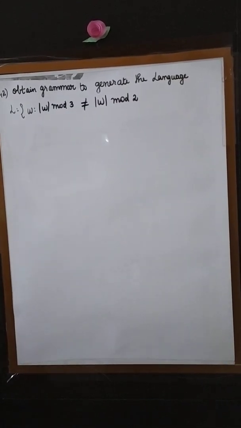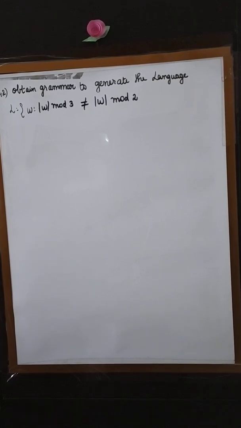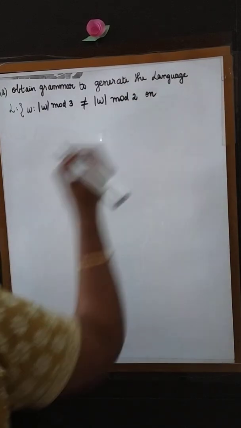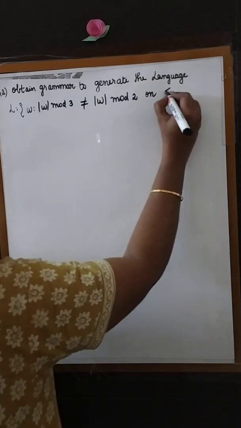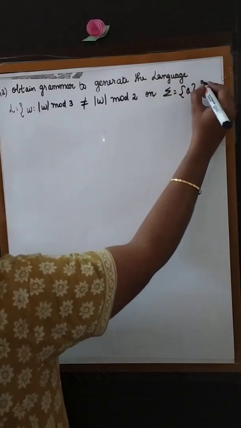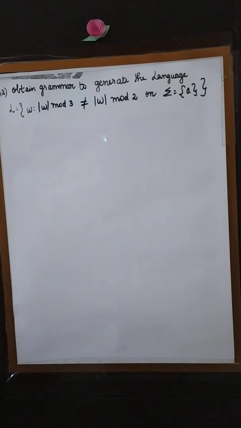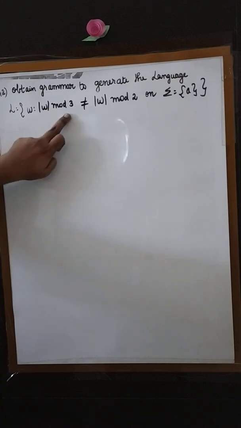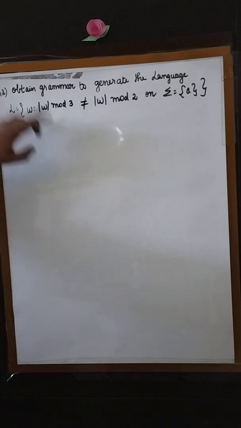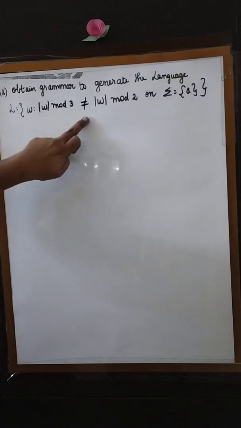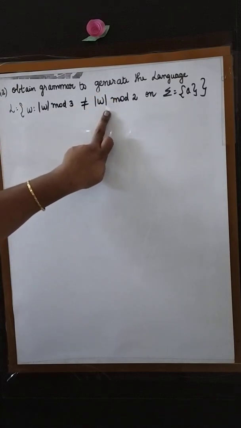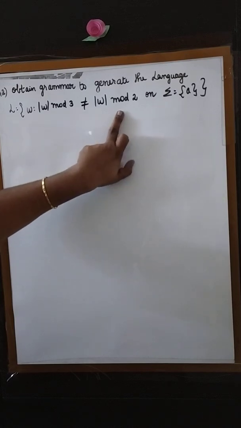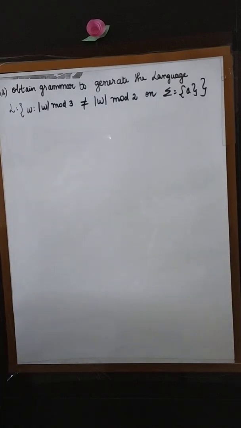So in the 42nd question, they have asked you to obtain a grammar for the following language. For the following language, we have sigma equal to a alone. We have got only one input symbol. For that, we have to find out what they told you: the length of w mod 3. When you take the modulus of the length of w, it should not be the same as the length of w modulus 2. I'll tell you how.